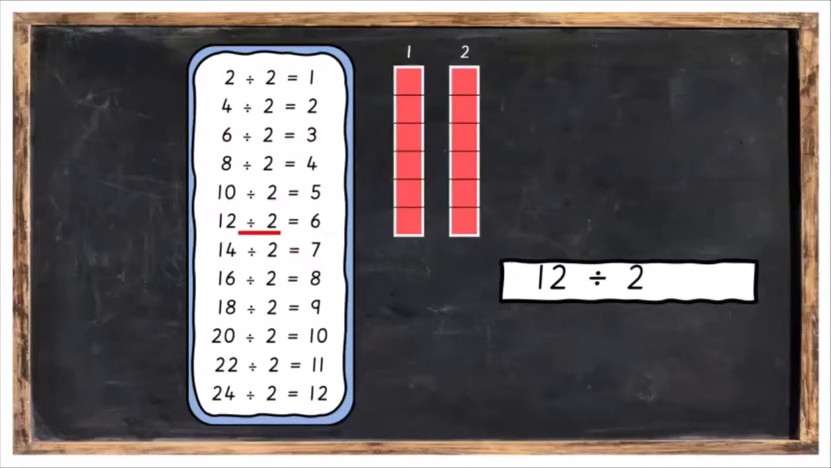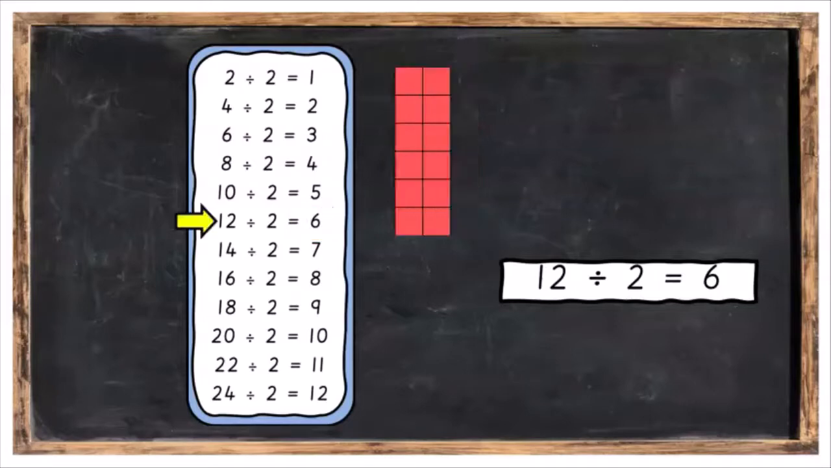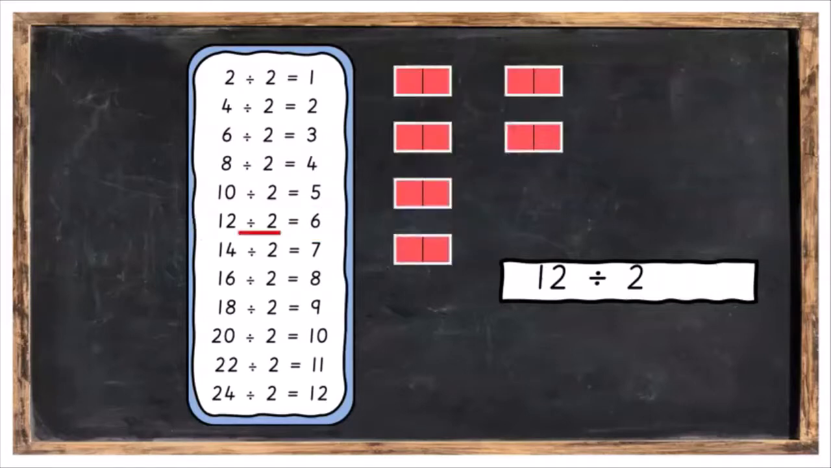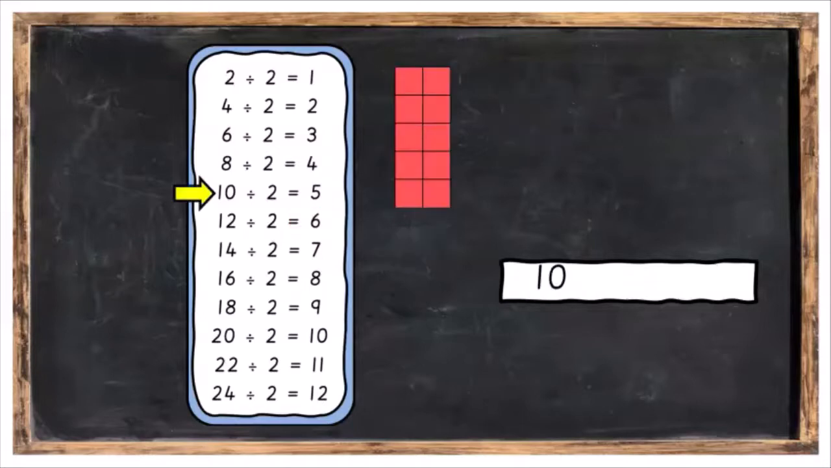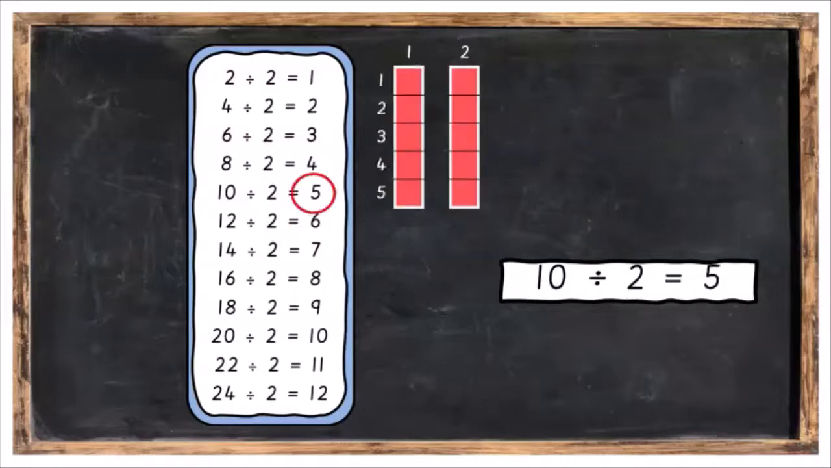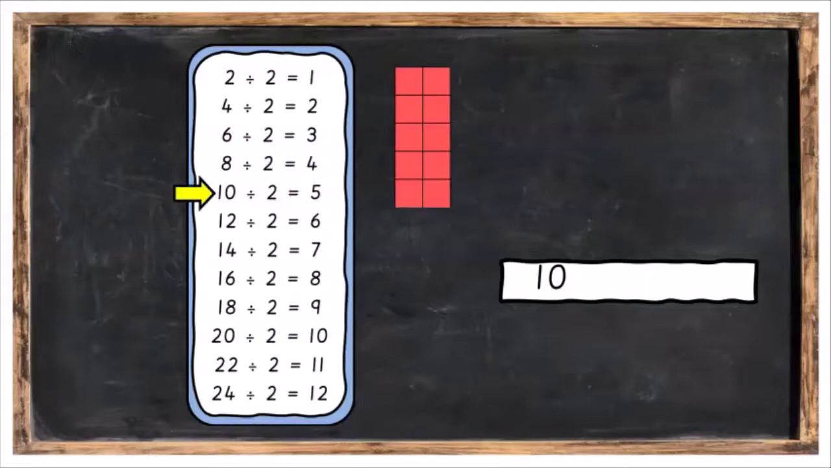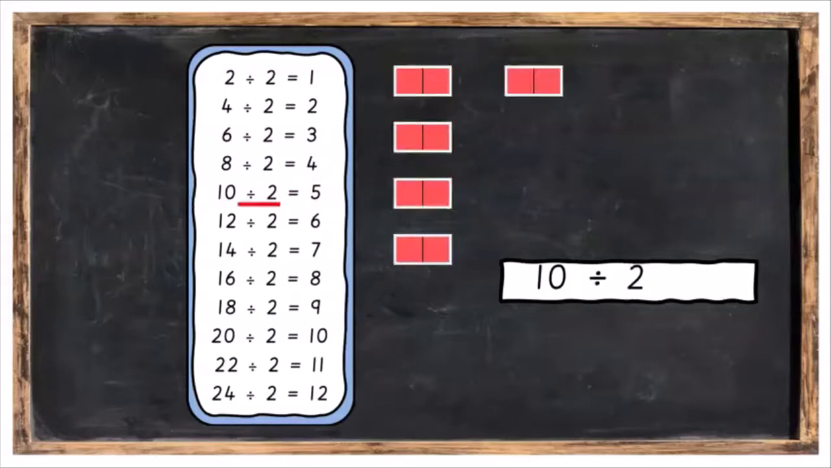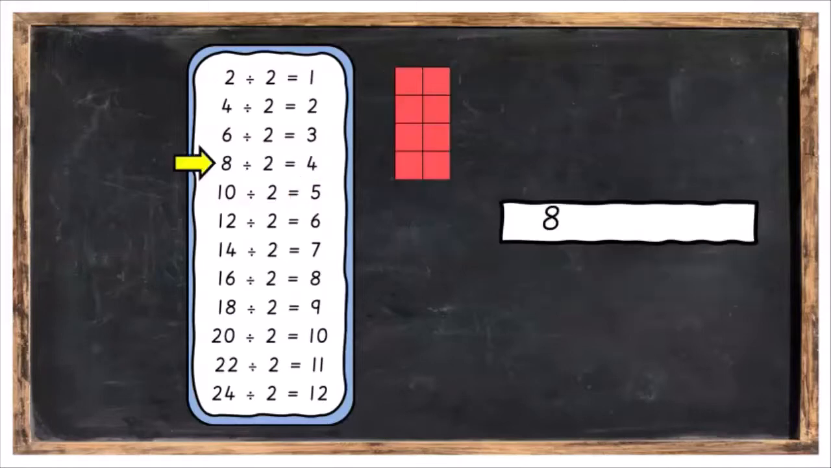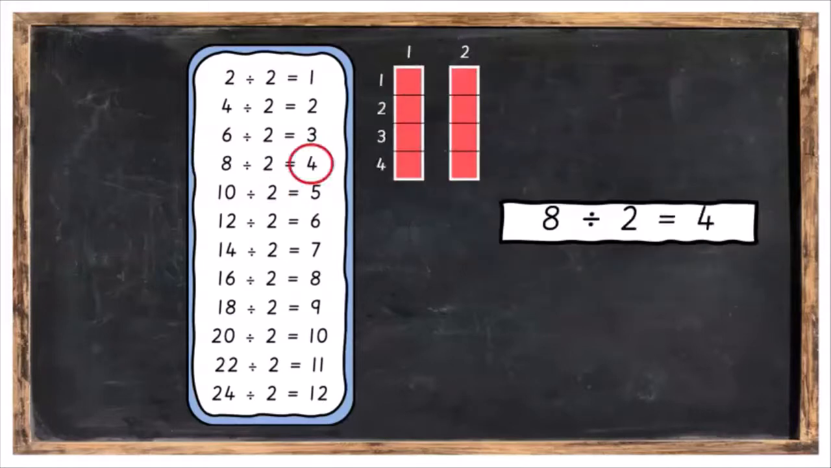12 divided by 2 is equal to 6. 6 in this group and 6 in this group. Or 12 divided into 2s is equal to 6 groups of 2. 10 divided by 2 is equal to 5 in each group. Or 10 divided into 2s will get 5 groups of 2. 8 divided by 2 is equal to 4.